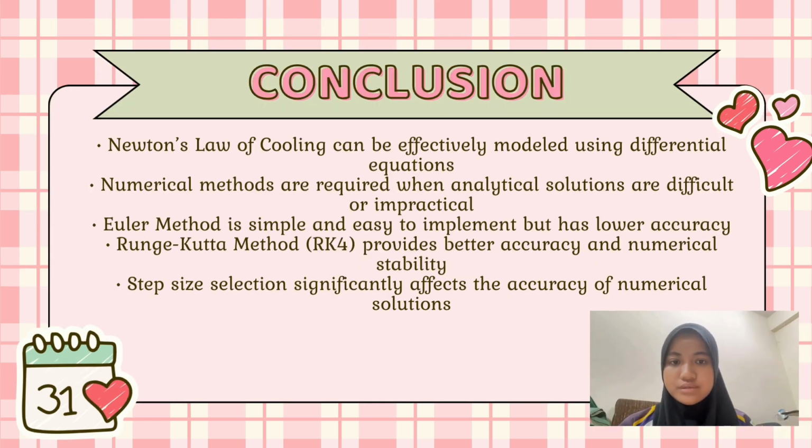In conclusion, Newton's law of cooling can be modeled using a differential equation and solved numerically. When analytical solutions are not practical, numerical methods such as Euler and Runge-Kutta are useful alternatives. The Euler method is straightforward and suitable for basic understanding, but it lacks accuracy. On the other hand, the Runge-Kutta method provides much higher accuracy and better stability.